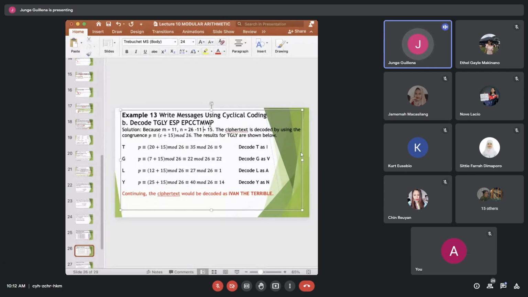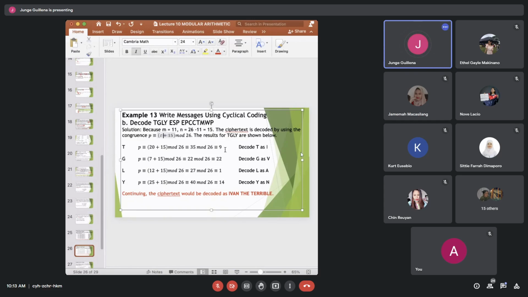The ciphertext is decoded using the congruence. Using this congruence, P is congruent to C plus N. So your N here is 15. So you substitute 15 modulo 26. So P is congruent to 20, that is your C, because T is the 20th equivalent number, plus the N, which is 15, modulo 26. So 35 modulo 26, remainder 9.